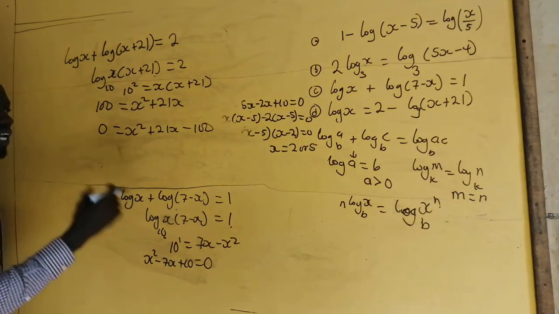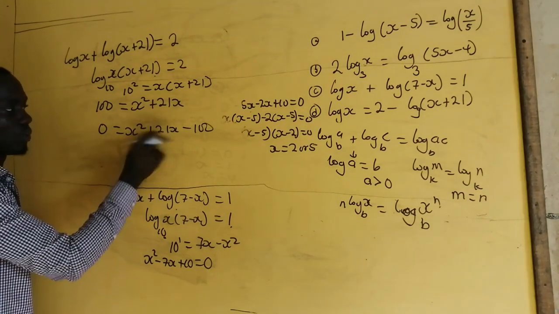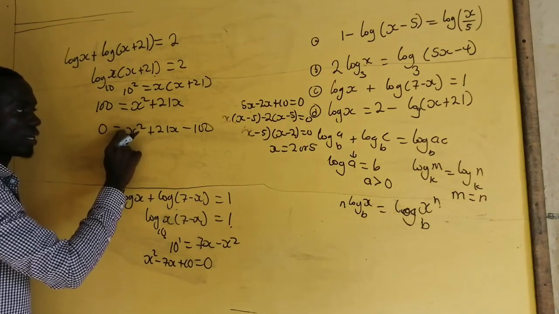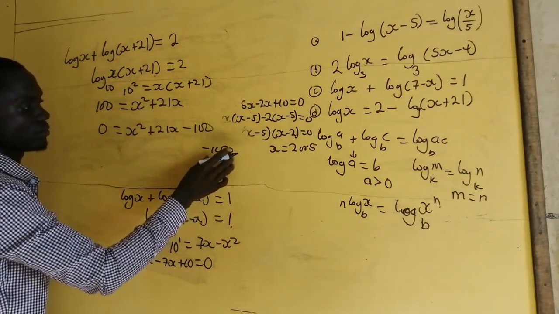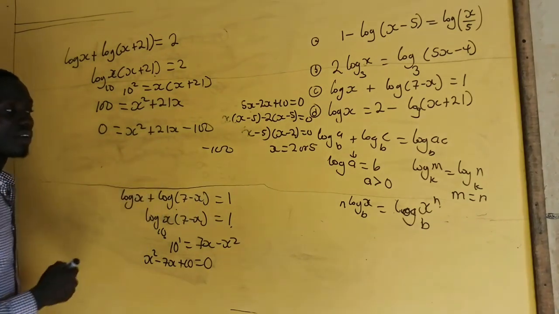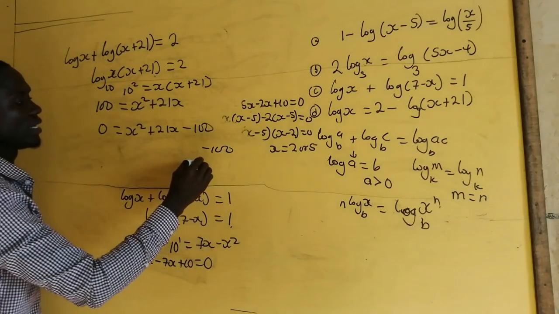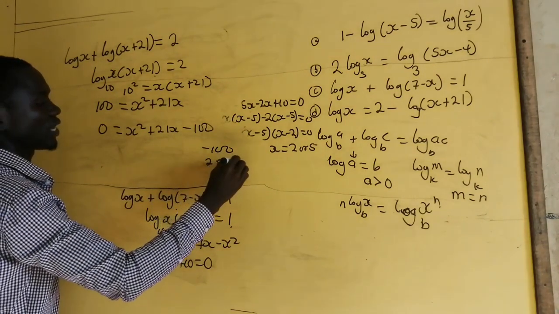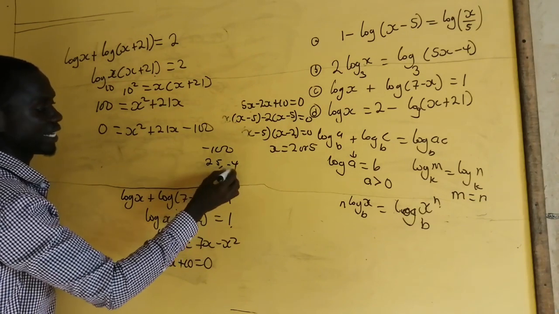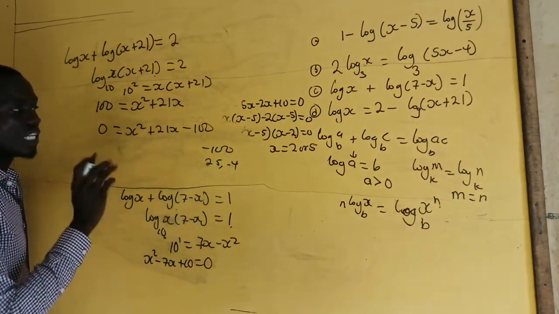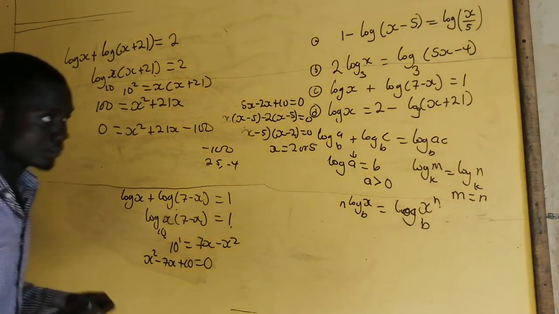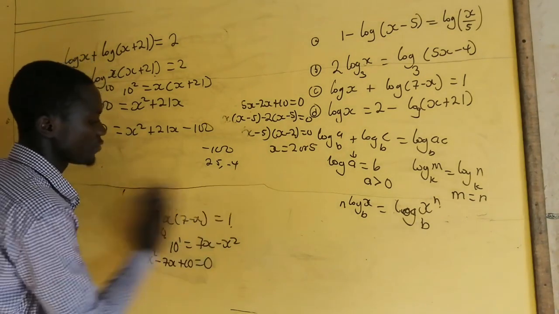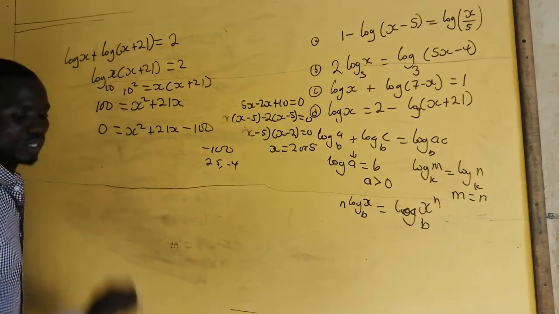Then find the factors of negative 100 that will give us 21, because here the coefficient is positive 1. So positive 1 times negative 100 will give us negative 100. The factors of this that will give us 21 are positive 25 and negative 4. If you cannot factorize, use the quadratic formula. Okay, we have been factorizing, so let's use the quadratic formula for this.